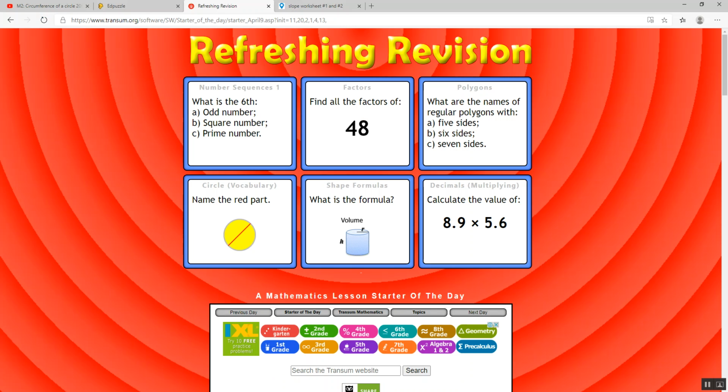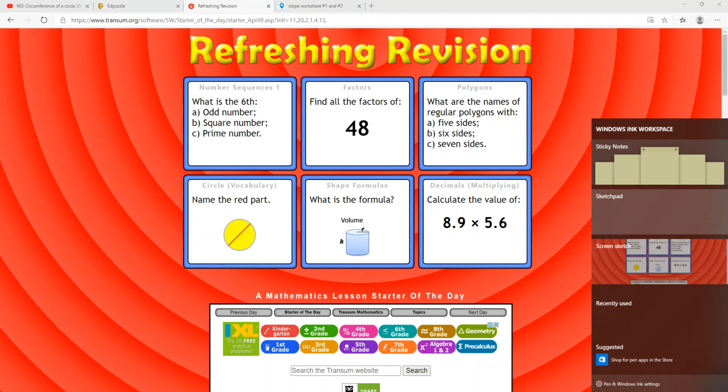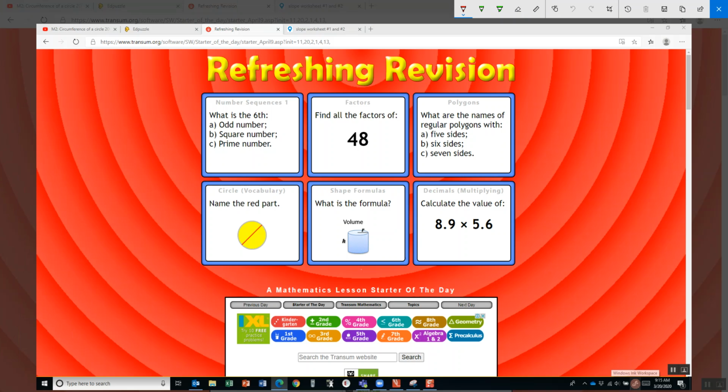The first thing I want you to do is have a look at the following questions. I want you to have a go at not all of them, but this one, and this one. So make this one number 2, and I want you to have a go at this one. Have a go at number sequences first. I'm going to pause the video and I want you to input your answers.